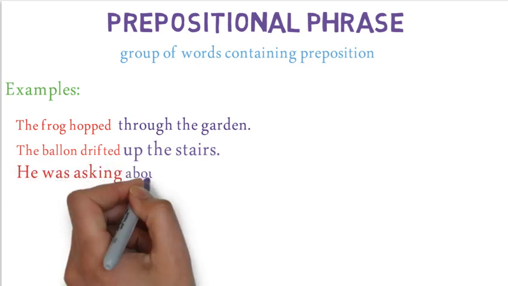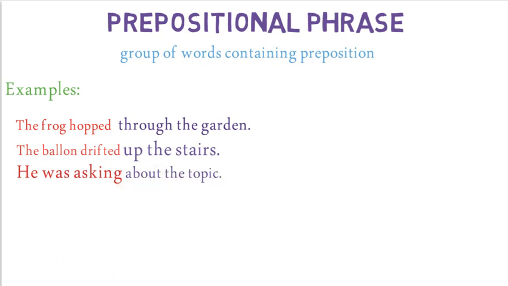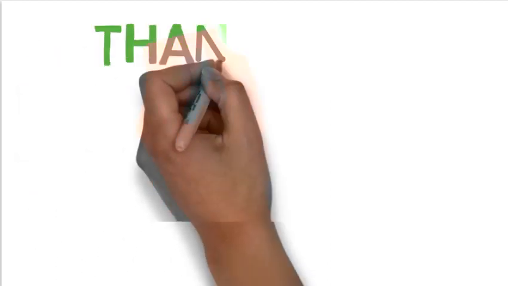He was asking about the topic. So about is the preposition and about the topic is the prepositional phrase.